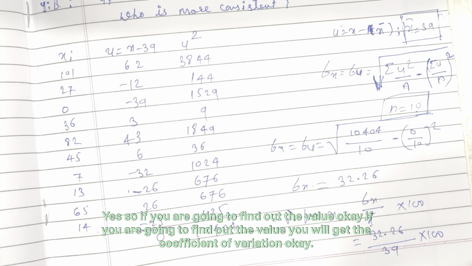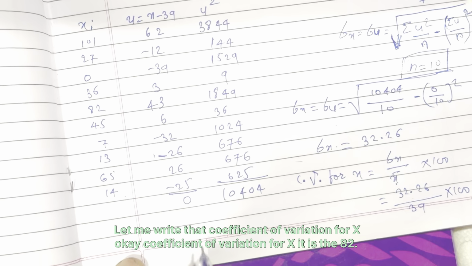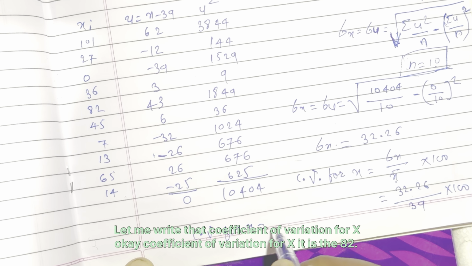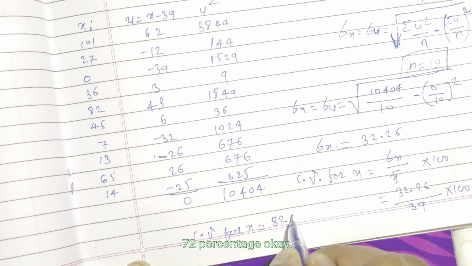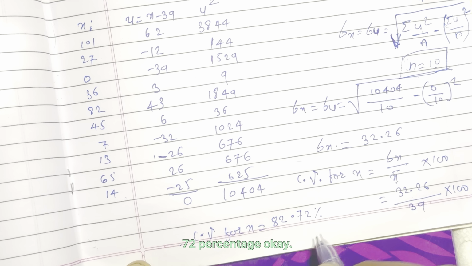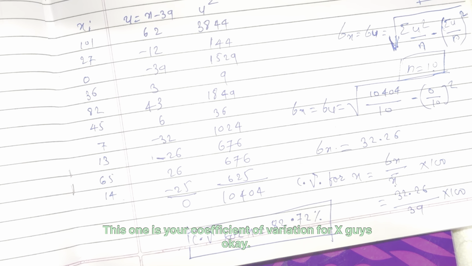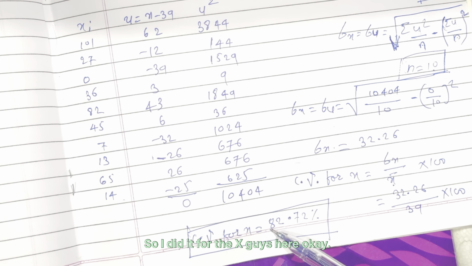Okay, if you find the value, you will get the coefficient of variation. Let me write that coefficient of variation for x. The coefficient of variation for x is 82.72 percent. Okay, this one is our coefficient of variation for x, guys. So I did it for x here.